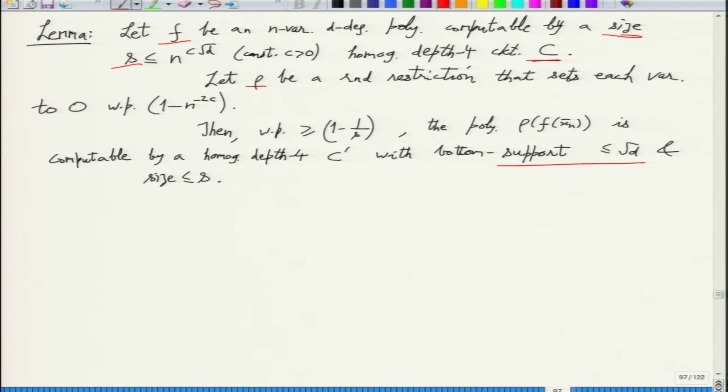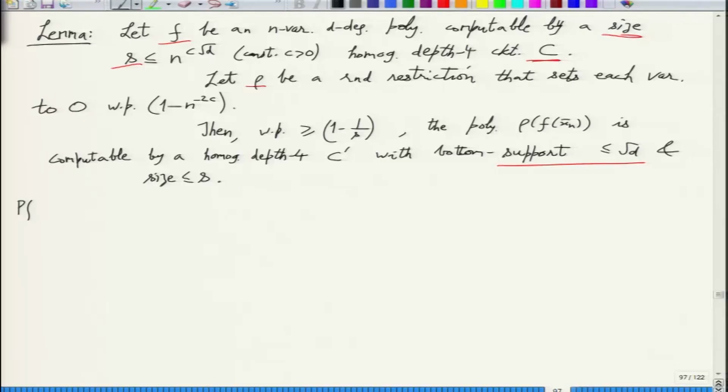Bound on the support of these monomials that you see. No, it's a weaker thing. Support is small, but the individual degrees may still be high. We still have not gotten to b less than or equal to square root d. So b can still be high. We have just reduced the support with this, right?